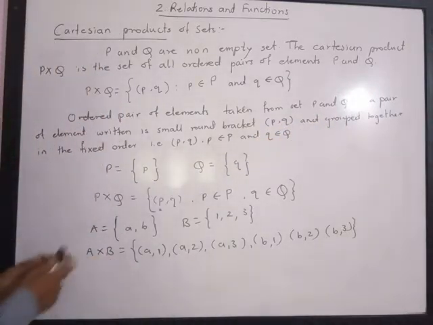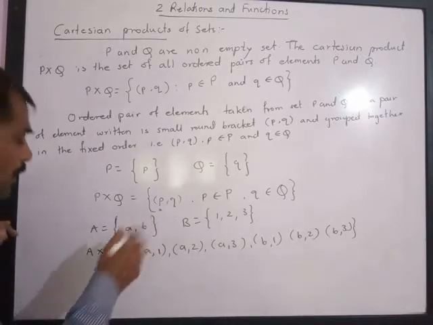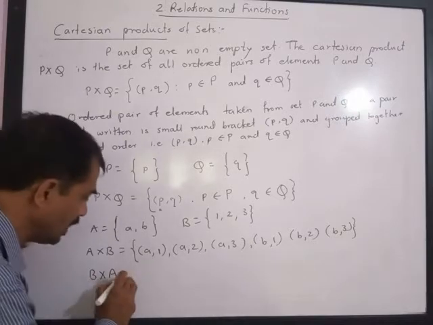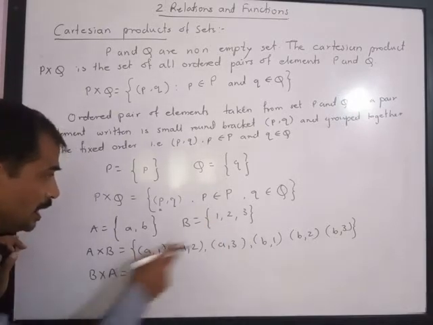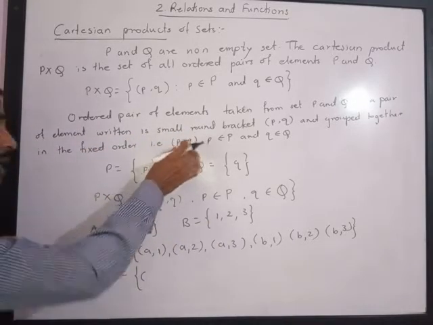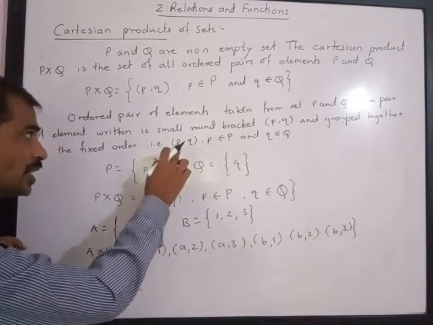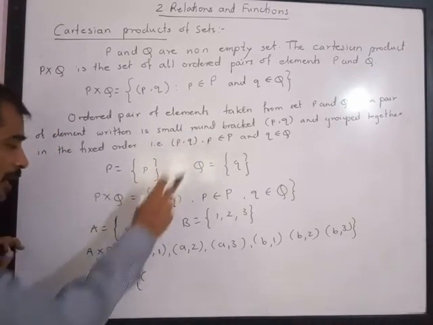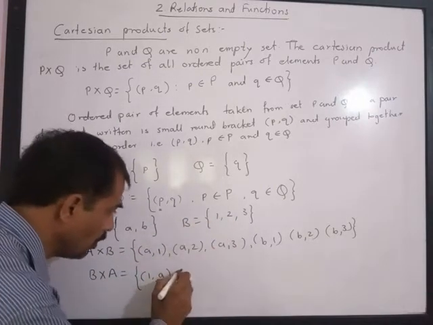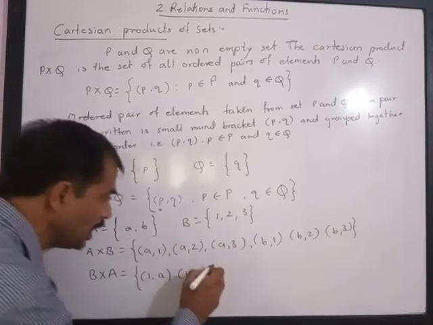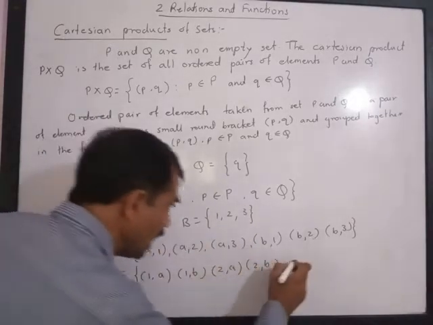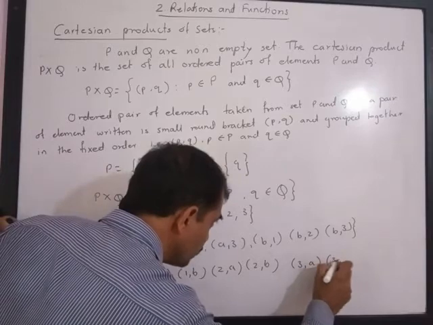Now this can be understood further. If it is B cross A, the Cartesian product of B and A, please note, B is the first set this time. So it must be written in round brackets. We have just said an ordered pair must be written in round brackets with the first element belonging to the first set and the second element belonging to the second set. So this will be (1,a), (1,b), then (2,a), (2,b), next (3,a), (3,b).